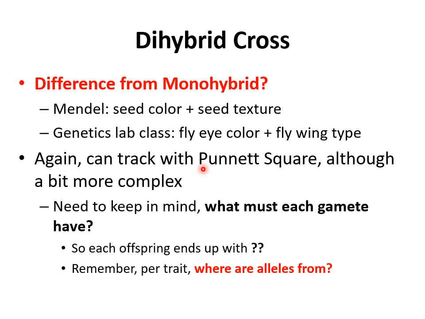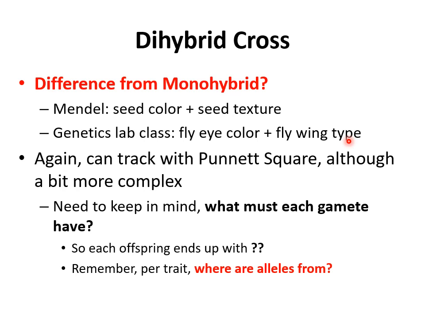Now, when you are doing this, it looks really scary. We're going to go through it in the next slide step by step. But what's important to keep in mind is that each gamete in a dihybrid cross must have one allele for each trait. So for instance, if you're doing the fruit fly experiment with a dihybrid, each gamete should have one allele for eye color, one allele for wing type.